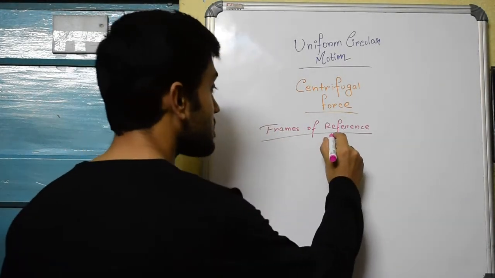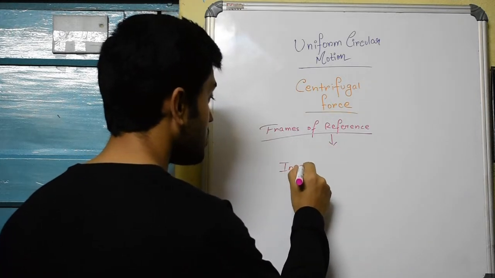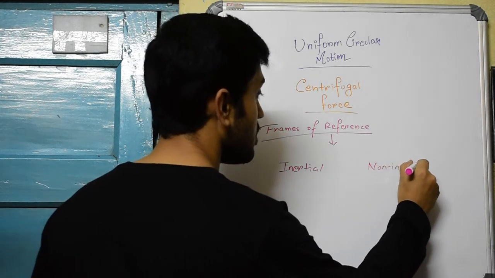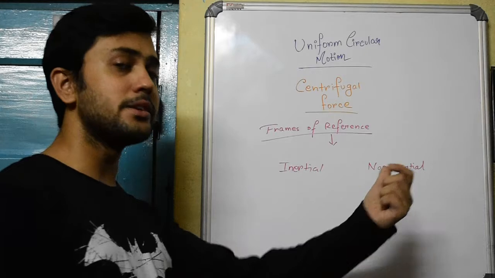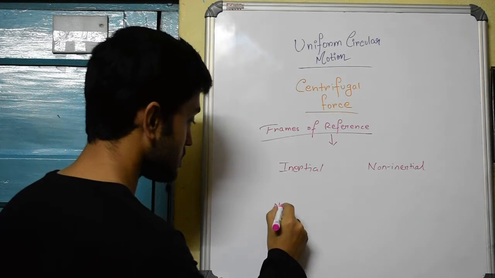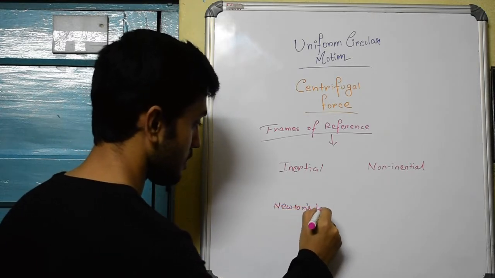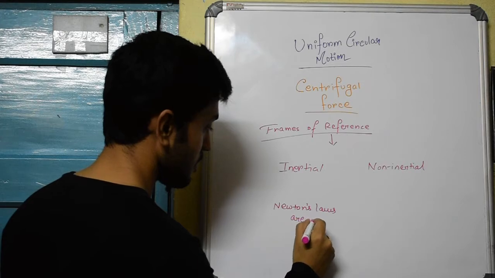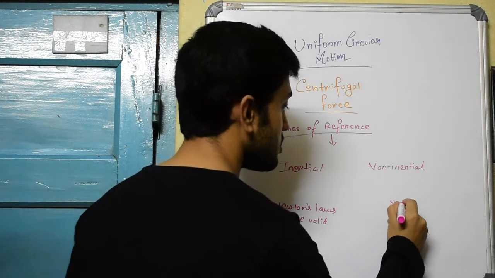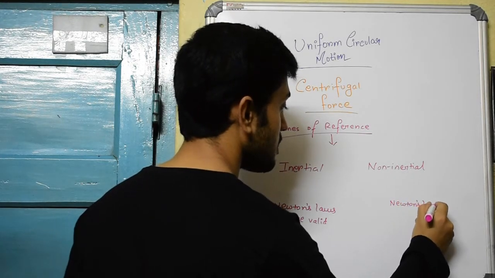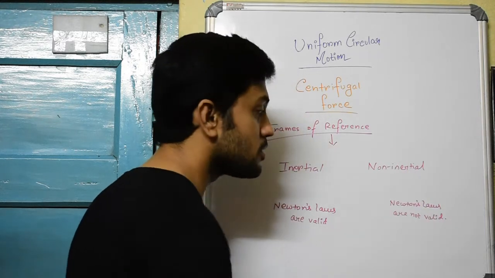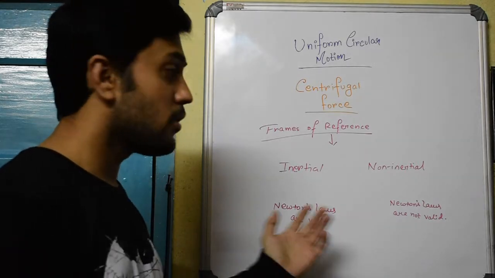Now this frame of reference can be broadly classified into inertial frames of reference and non-inertial frames of reference. What is inertial, non-inertial? You do not need to know in detail, just know this. Inertial frames of reference are those in which Newton's laws are valid. Non-inertial ones are those in which Newton's laws are not valid. Now, what does this mean?